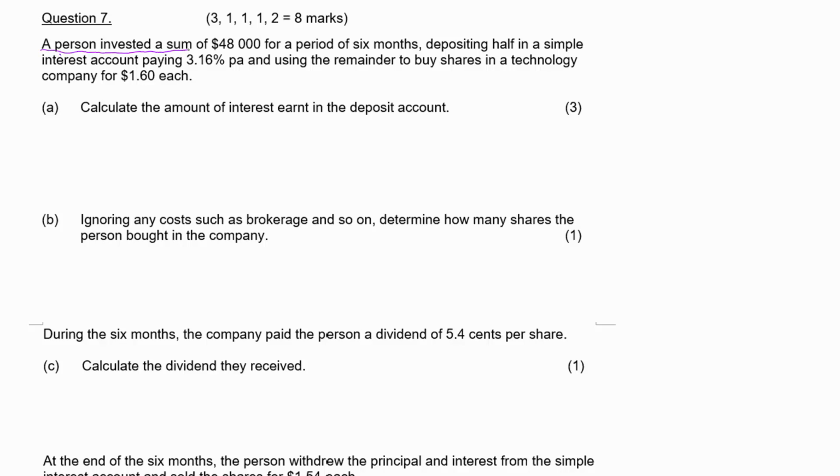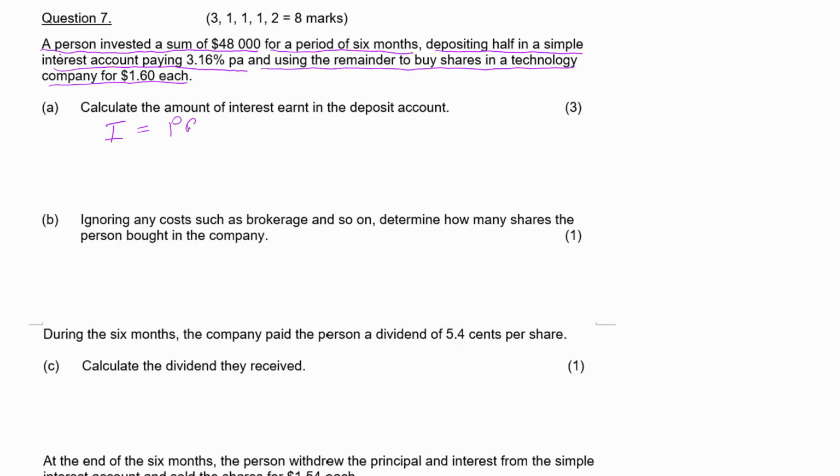A person invested a sum of $48,000 for a period of 6 months, depositing half in a simple interest account, paying 3.16% per annum, and using the remainder to buy shares in a technology company for $1.60 each. Calculate the amount of interest earned in the deposit account.